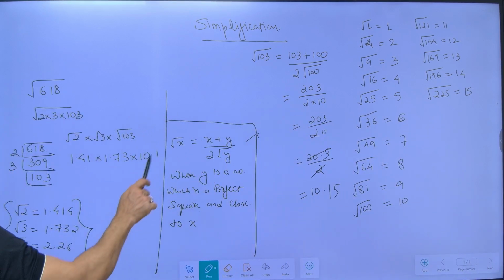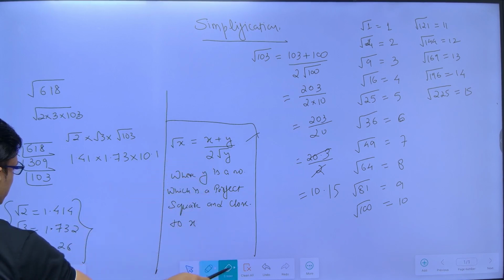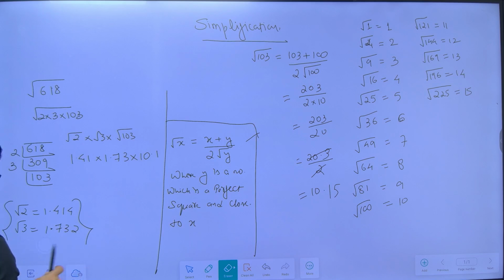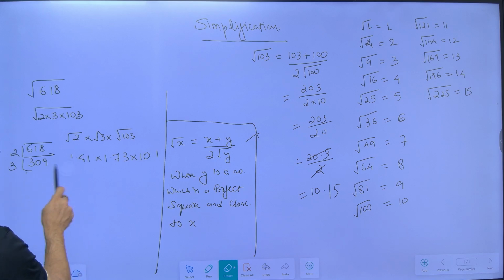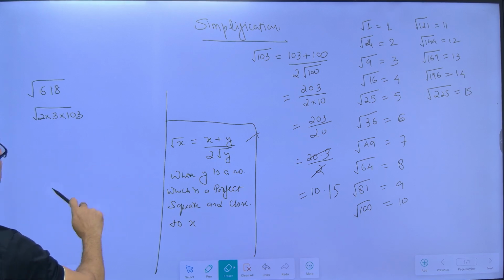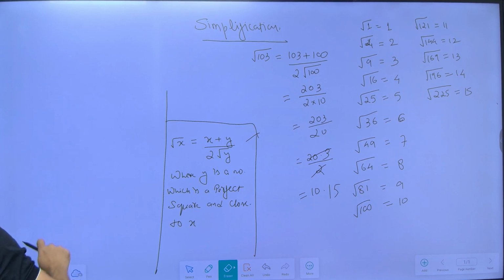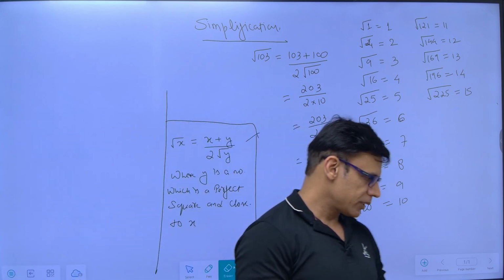See, this is a very wonderful method to find out the values of any of these roots which are not perfect square. You can do for 618 also directly, but you should know that 618 is close to which perfect square. Next is, I'll take up some questions.